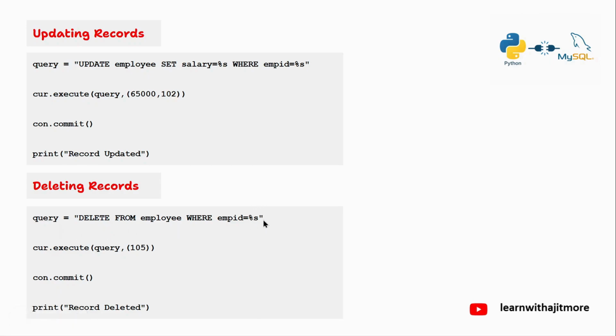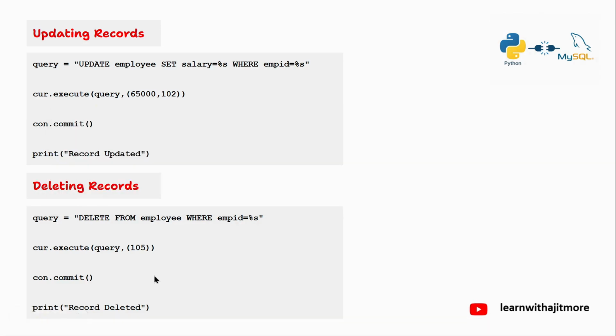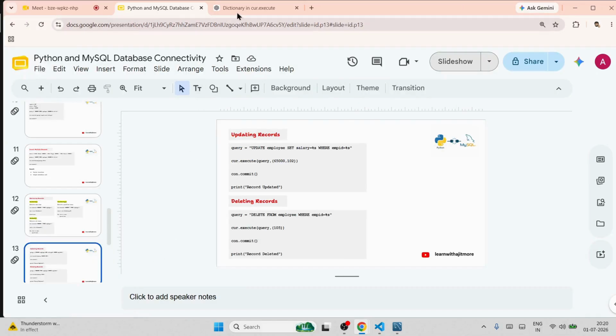And in the query, we have only one placeholder. So this is a tuple of that one value. Commit and then give the message record deleted. Okay? Record deleted successfully. Commit is again necessary, remember. Okay. Now, one more thing we will try to find out.